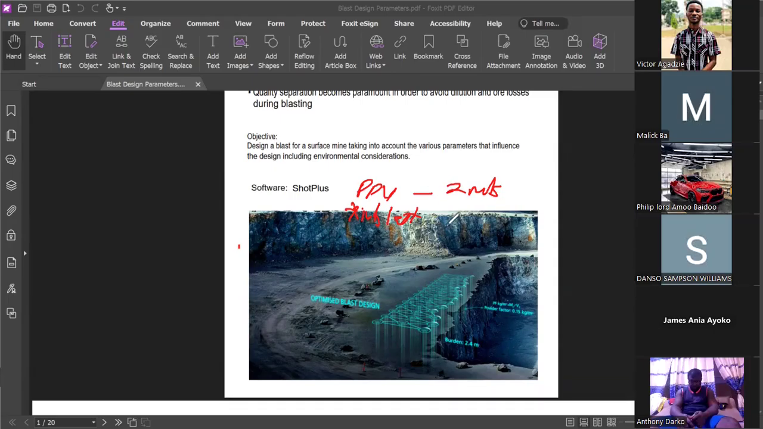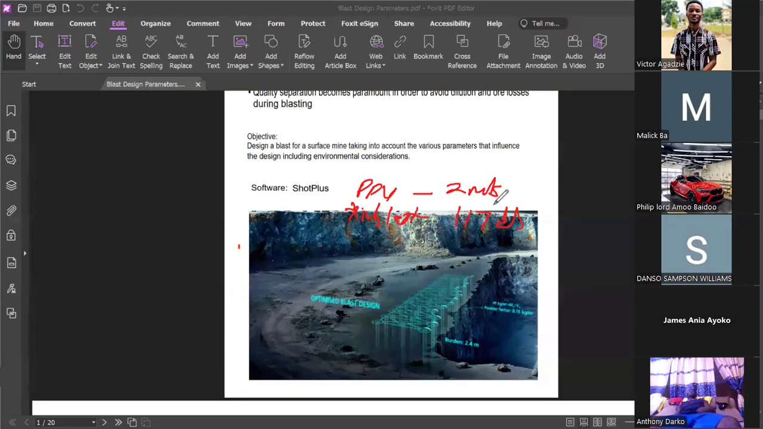And for air blast, the threshold is 117 decibel. That is it for the air blast and the PPV. So these are the thresholds that should not be exceeded for any pattern that is blasted. These are the thresholds from the mining laws.